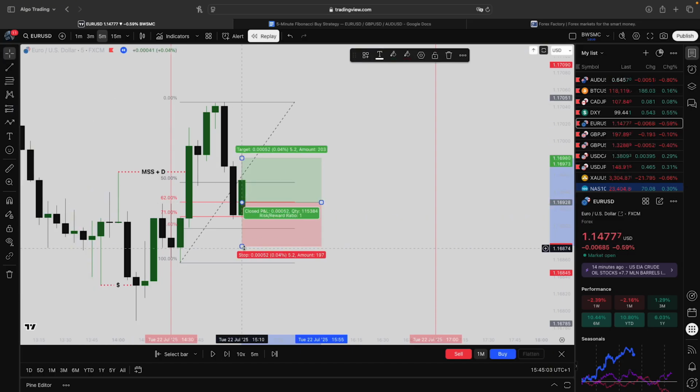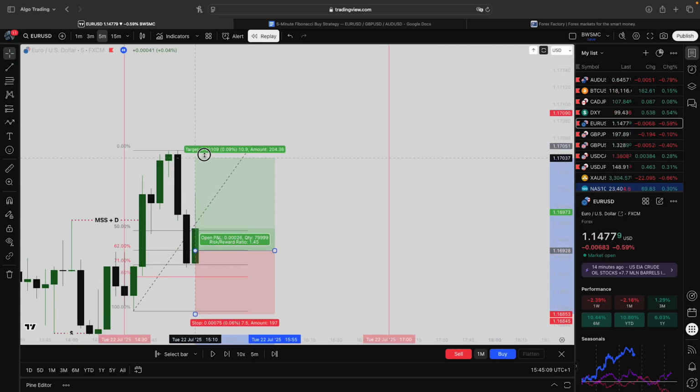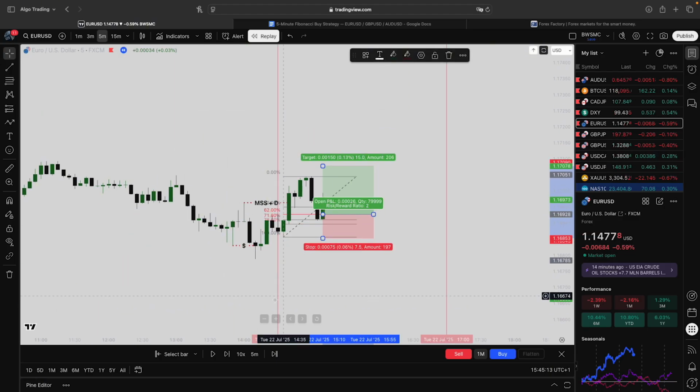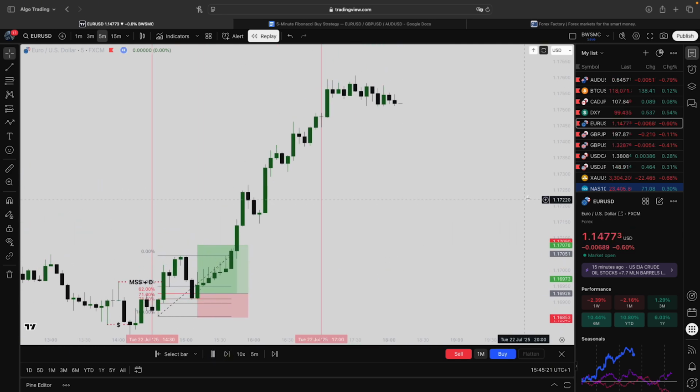As you can see, what we could then do is put our stop loss just below this low right here, and then we can target a 1 to 2 risk to reward ratio, just like this. Now that we've done that, we just let it play, and as you can see, it does end up hitting take profit in the long run.